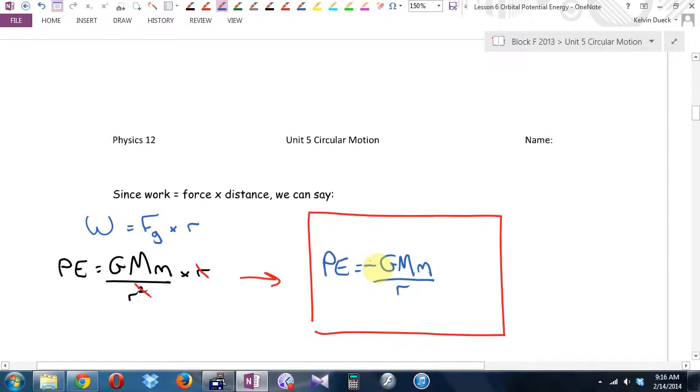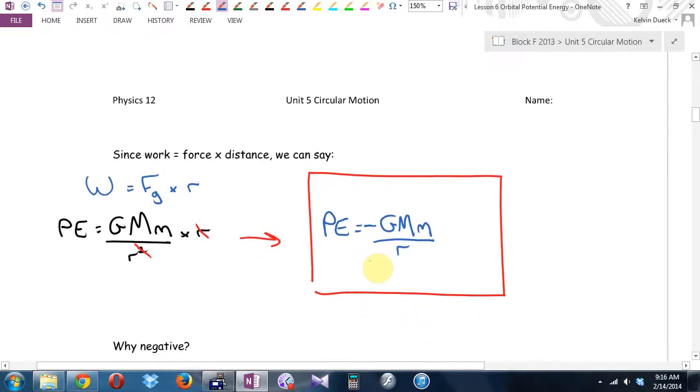And I wrote down here, why negative? Okay. It's negative because when you take the integral of the function with respect to r, you'll get a negative answer. Now, in May, those of you that are in calculus will actually understand that. In fact, you'll be able to derive this equation properly. You'll have the mathematical skills because it's an integral. That doesn't help right now. There's another reason it's negative.